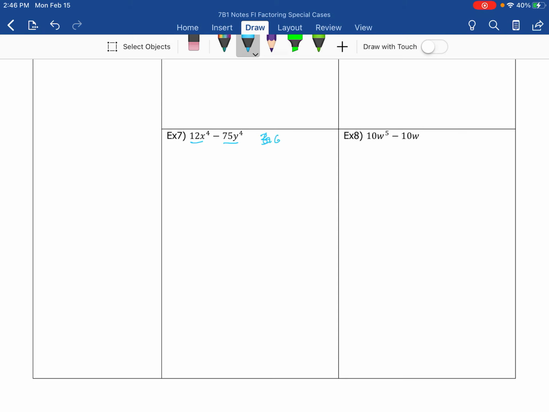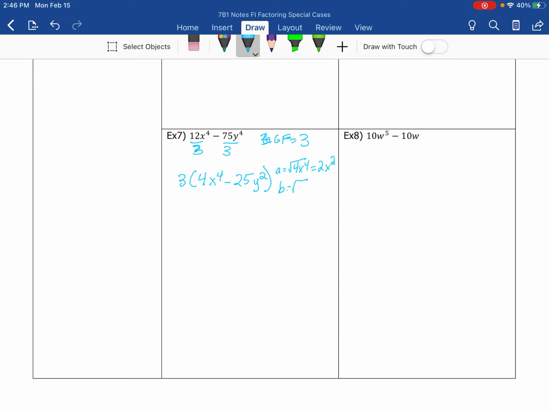Okay. Moving on to these. Is there a greatest common factor? Yes. They both have 3. So my GCF is equal to 3. They have no variables in common, so all I have to do is divide each of them by 3. I end up with 4x to the 4th minus 25y to the 4th.